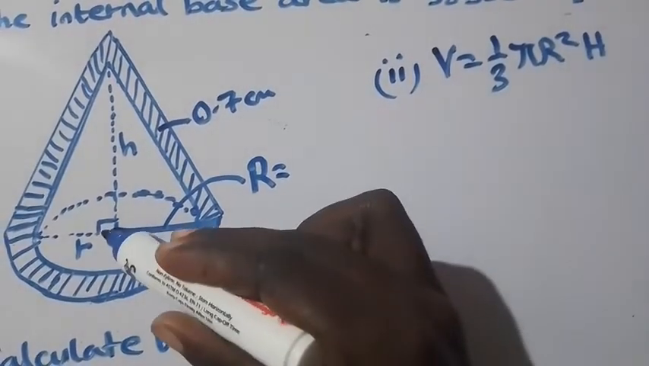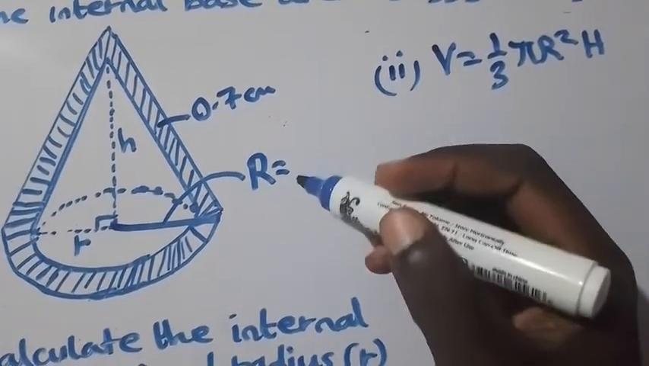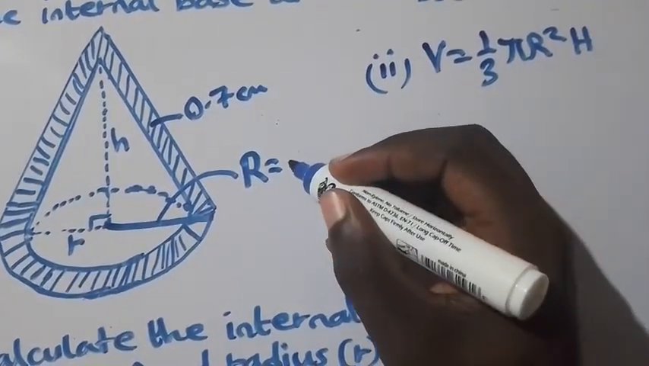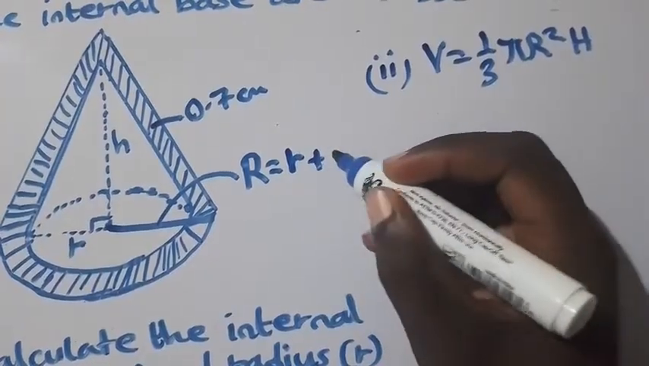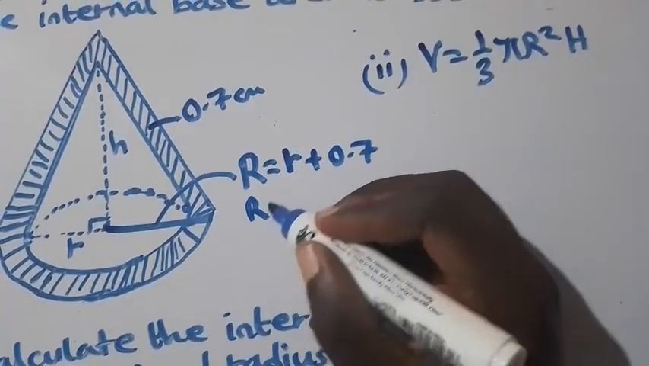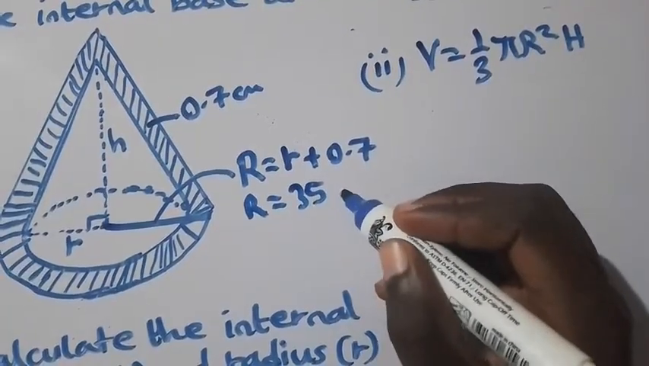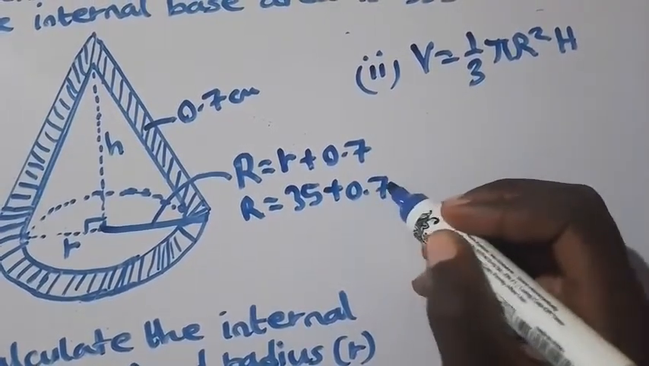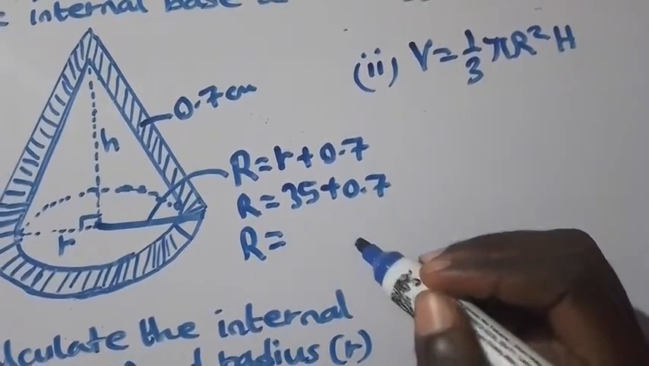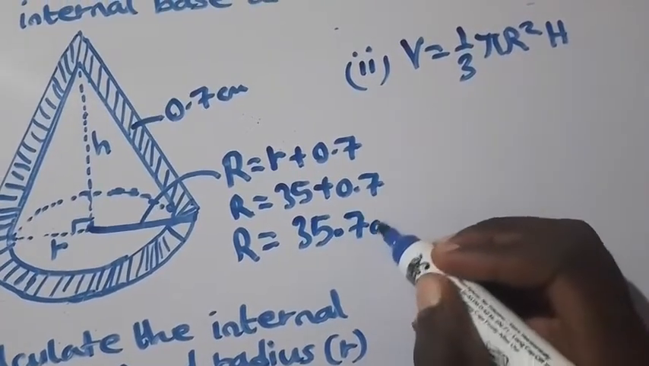So now this radius from this point up to the circumference there, since we have calculated small letter r as 35, we'll say small letter r plus 0.7. So capital letter R will be equal to small letter r, which is 35, plus 0.7. So capital letter R will be equal to 35.7 centimeters.